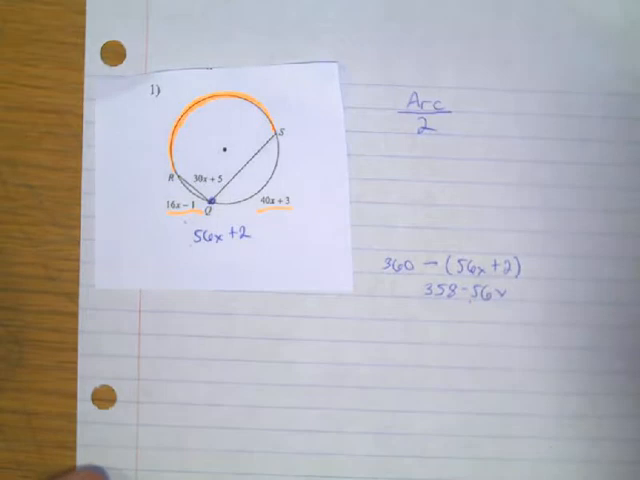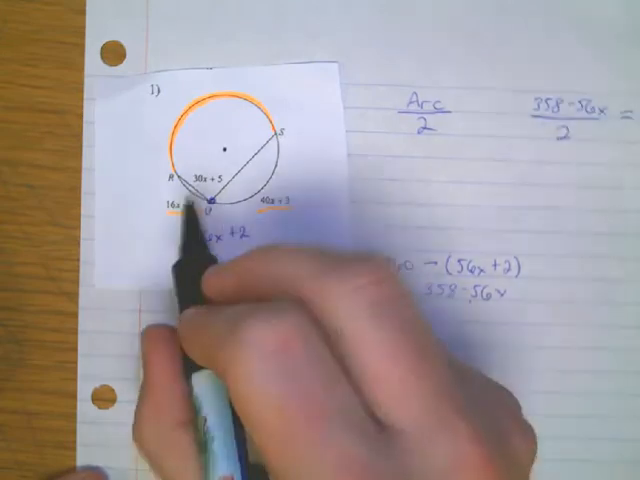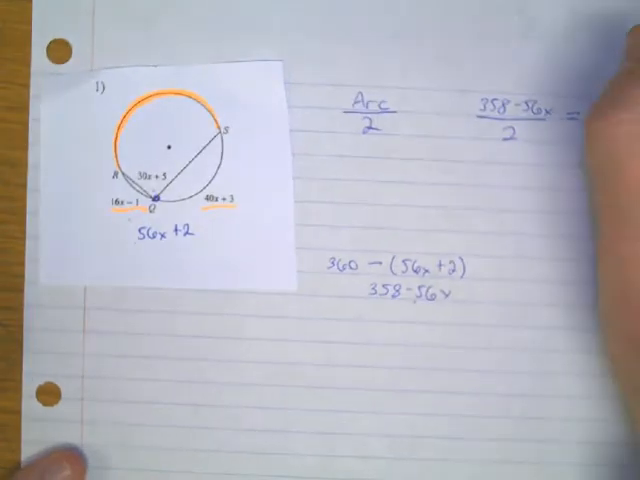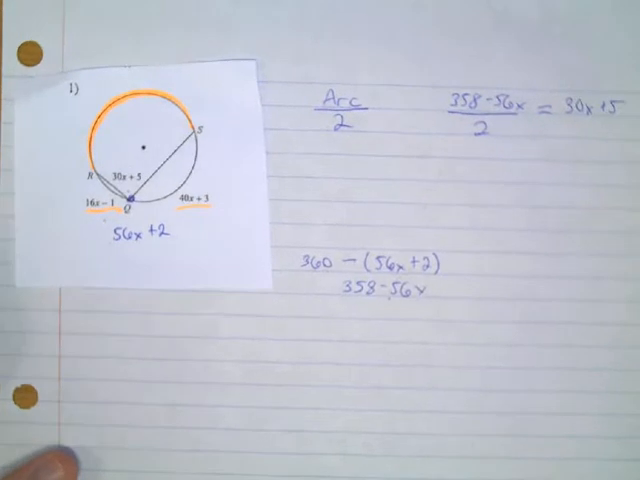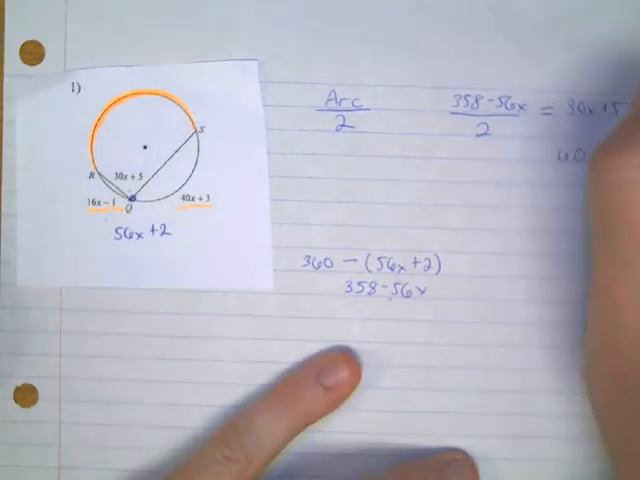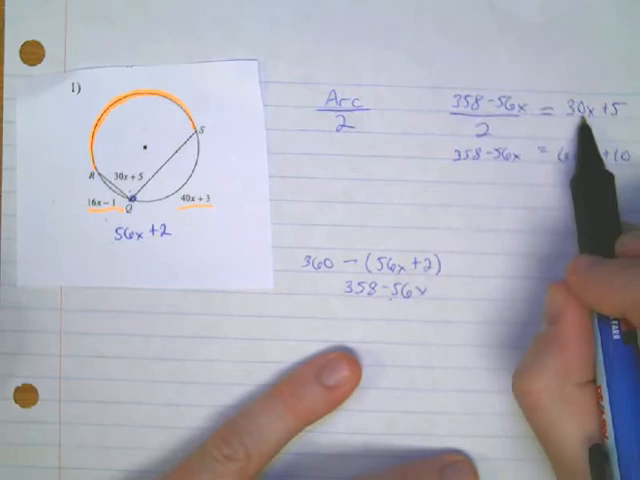Now I know that 358 minus 56x divided by 2 equals the angle, which is 30x plus 5. How do I get rid of that 2? Well, I multiply everything by 2, so this is going to end up being 60x plus 10. 2 times 30, 2 times 5.